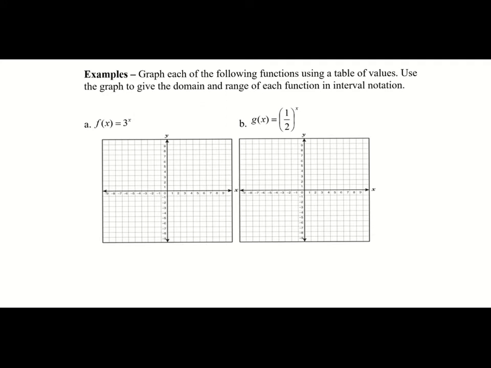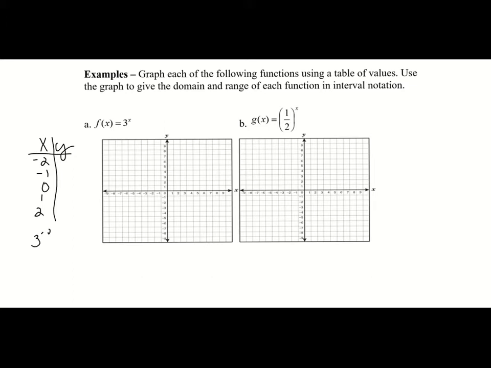So next we are going to graph these two functions. We have f of x equals 3 to the x. And the best thing to do when you're asked to graph these exponential functions is to do our t-chart. So we need x values. I'm going to do -2, -1, 0, 1, and 2. So I'm going to do 5 points here.